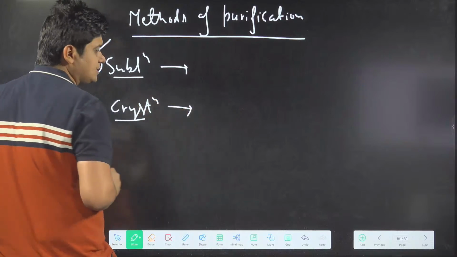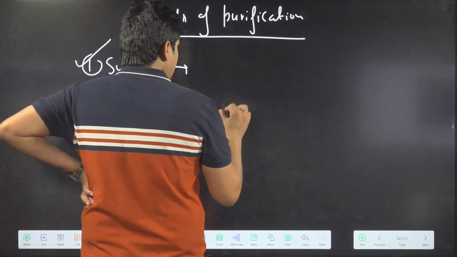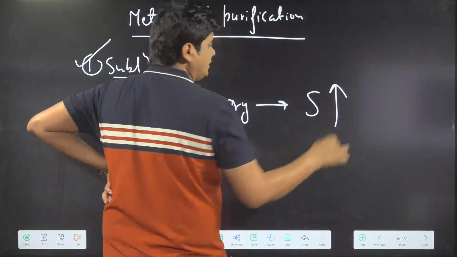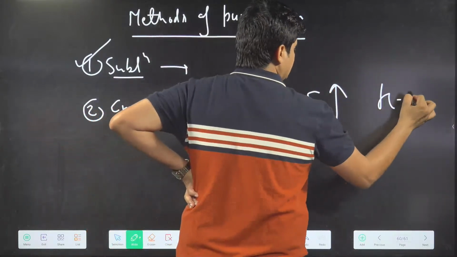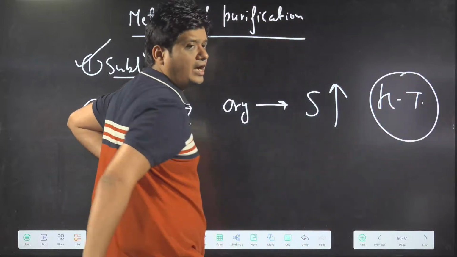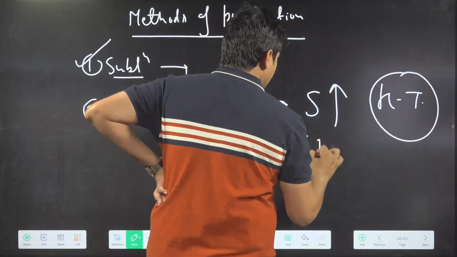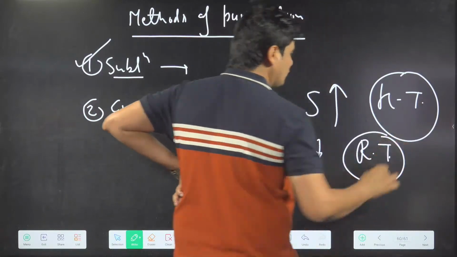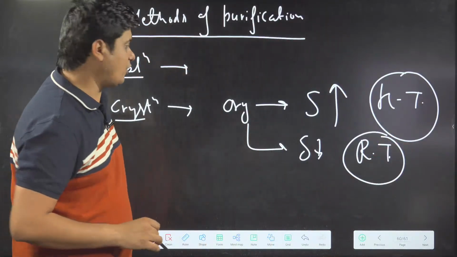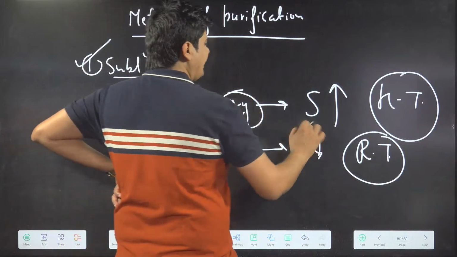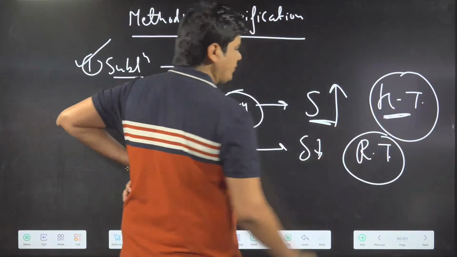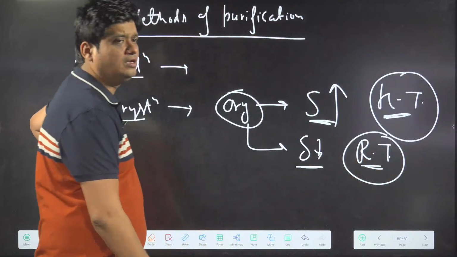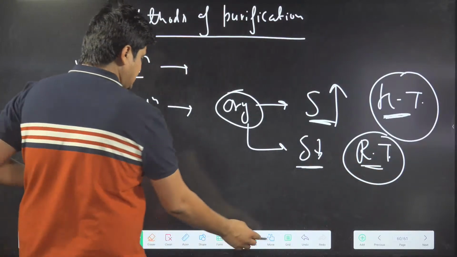Crystallization. What is the condition there? The organic compound has high solubility at high temperature, but it has low solubility, or is sparingly soluble, at room temperature. Then we can go for crystallization. If the organic compound has high solubility at high temperature and low solubility at room temperature, then we can go for the crystallization process. This is the principle there.